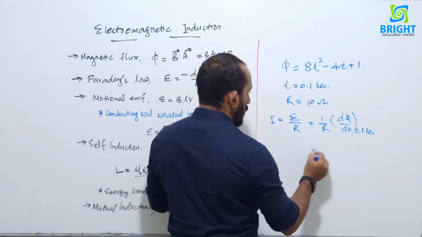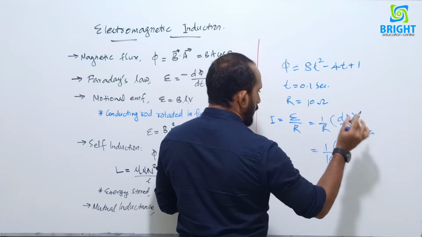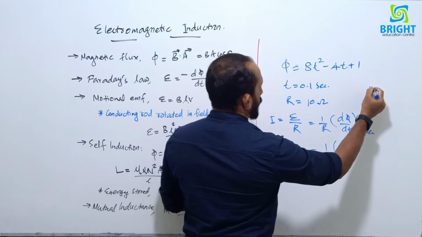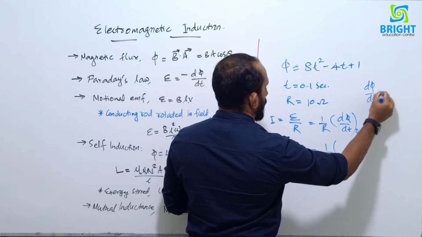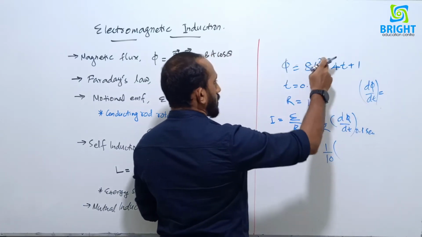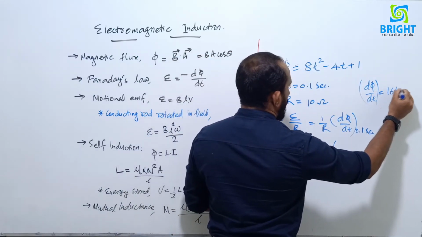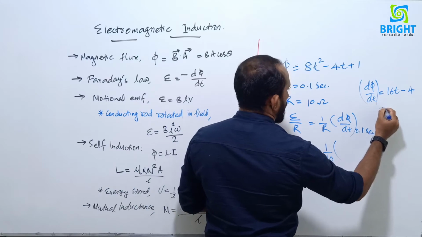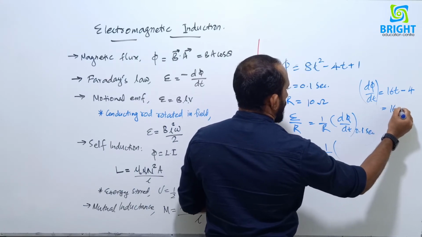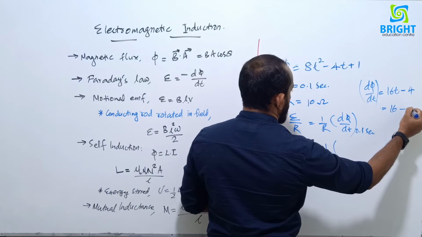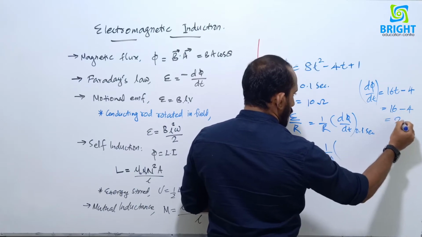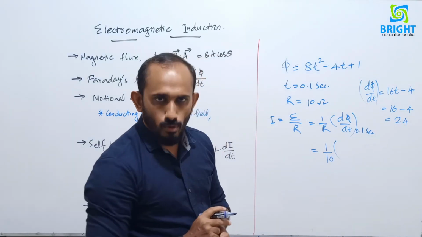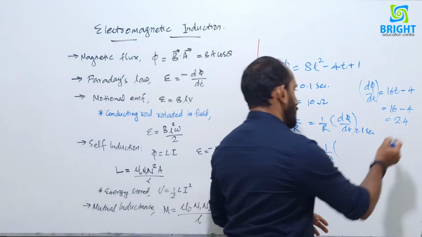This is equal to 1 by 10 into, if you differentiate this one and at 0.1 second, you will get it as d phi by dt. The magnitude only you have to consider here: 2 into 8, 16t minus 4. At 0.1 second, this will become 1.6 minus 4, that is 2.4. The negative, the magnitude if you take it. So 2.4 volts.